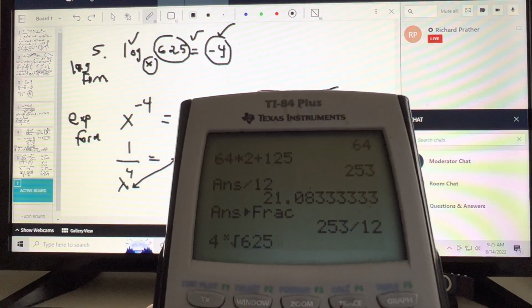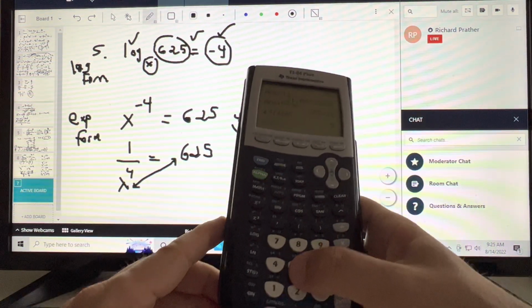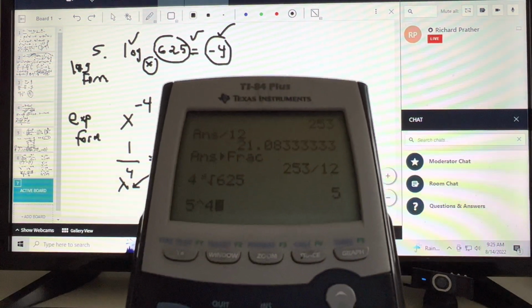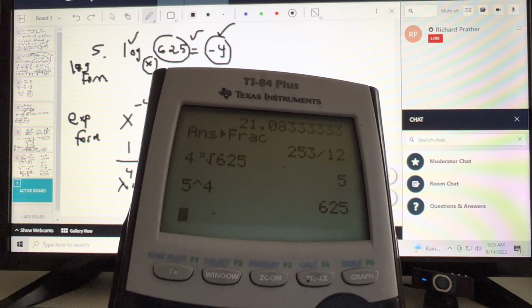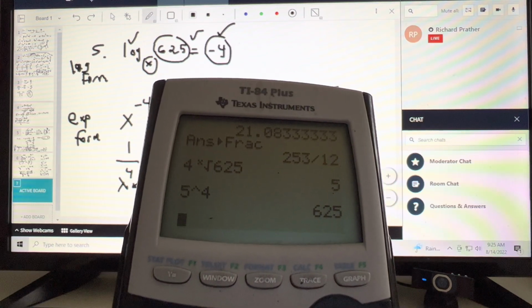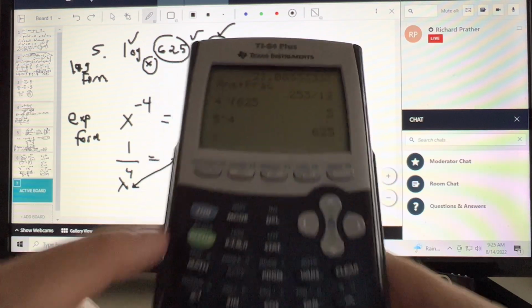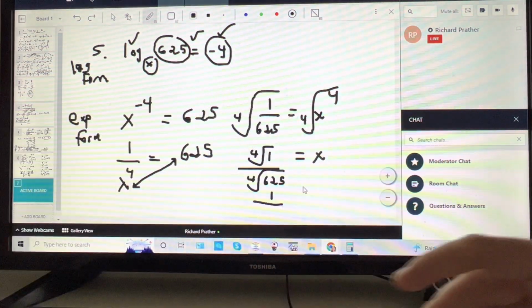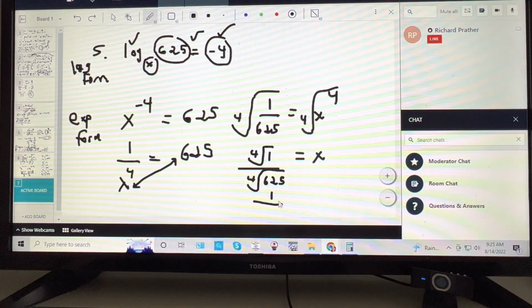So this will say 5 because 5 to the fourth power is 625. So that's what a fourth root means: what times itself 4 times equals that. 5 times itself 4 times equals 625. And then because it's in the denominator, the answer is 1 over 5.